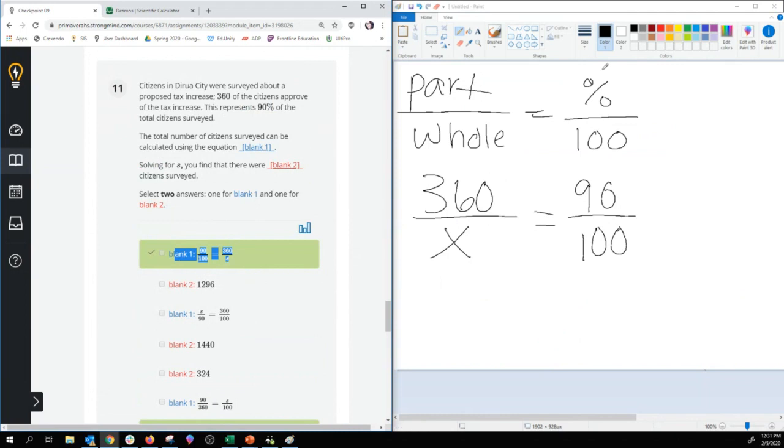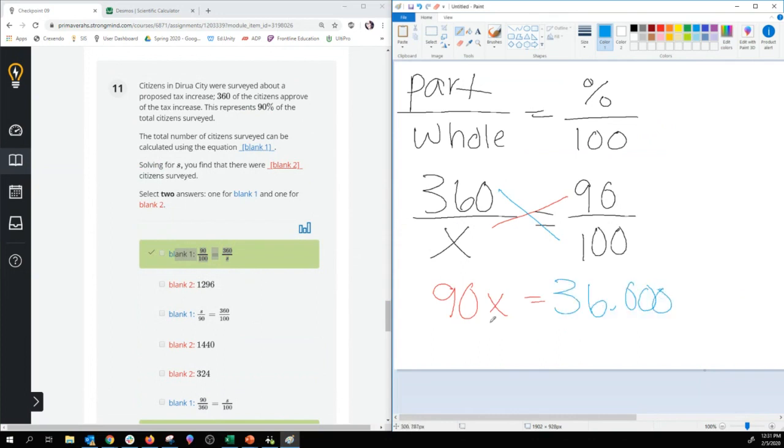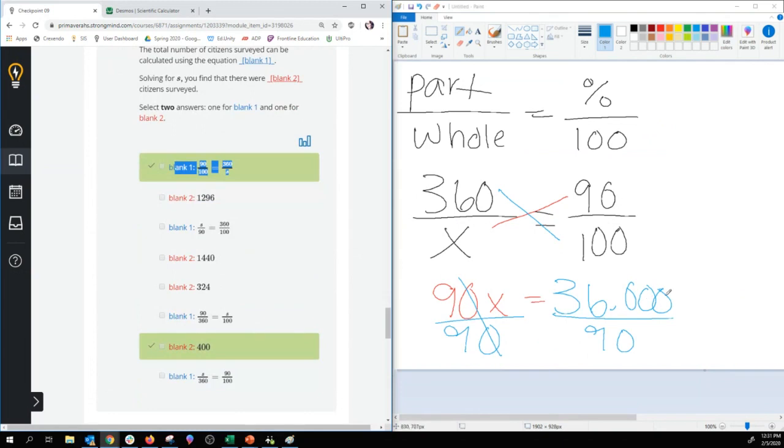All right, so then next step is cross multiplying to solve this. So let's multiply 90 times X. And then 360 times 100. We could divide both sides by 90. And let's see, these will cancel. And then that is 400. So that means that there are 400 total citizens.